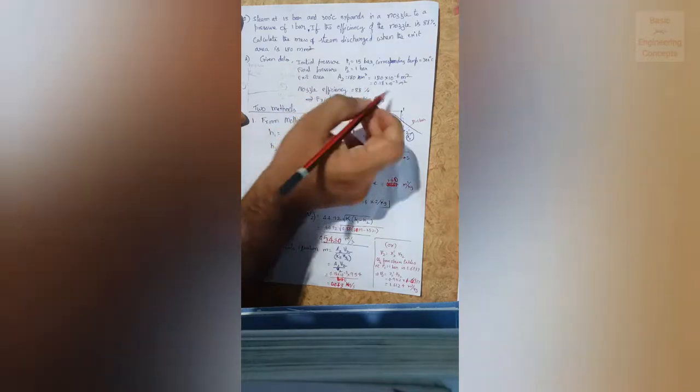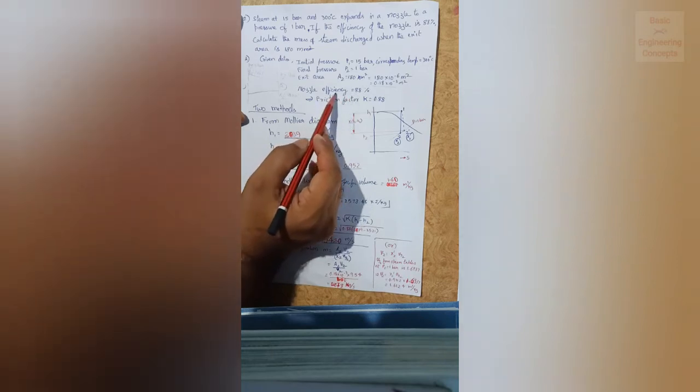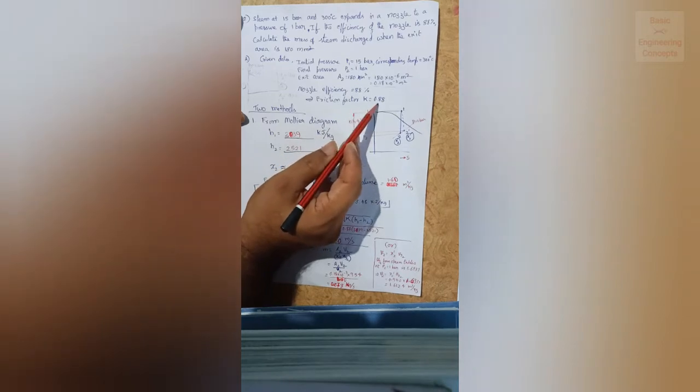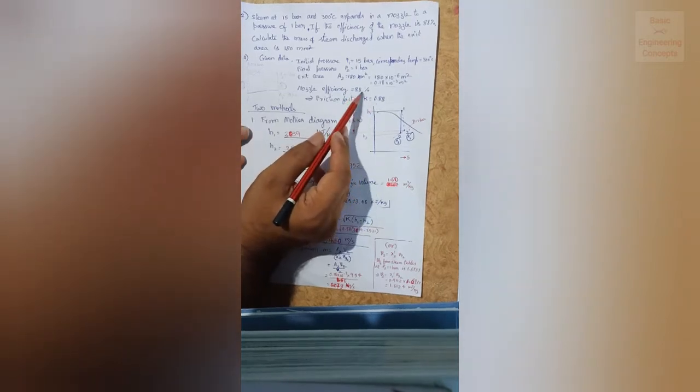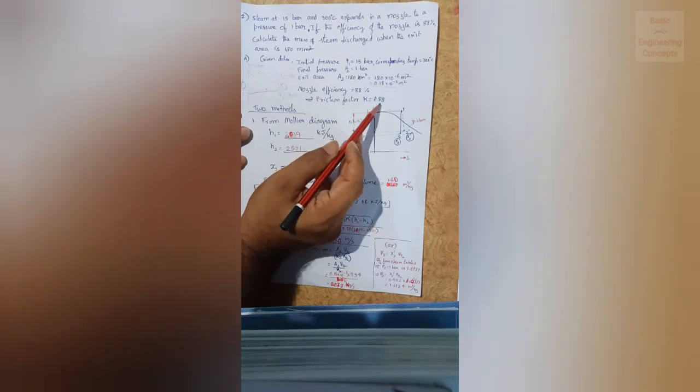This is given. So again, given data: initial pressure is 15 bar and corresponding temperature is 300 degrees centigrade. P2 is 1 bar, exit area 180 mm square. So 180 mm square means 180 into 10 power minus 6, because we have to substitute the area in meters. Next, nozzle efficiency is 88%, which means friction factor K is 0.88. We have to substitute this 88% as friction factor K, and its value is 0.88.